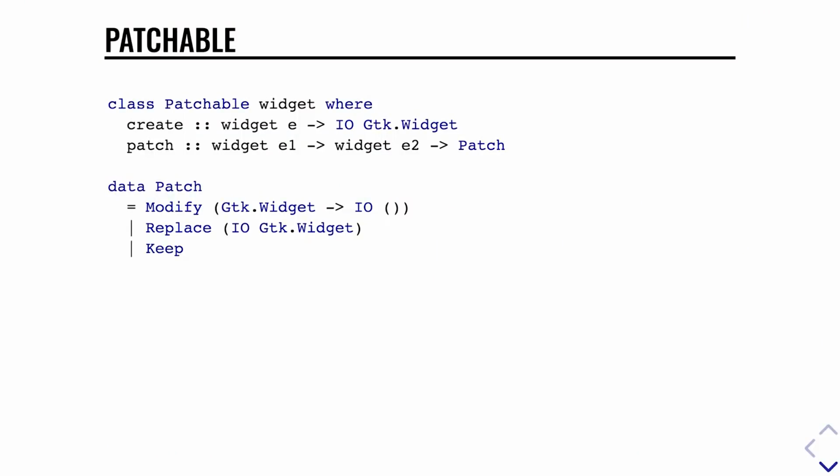So at the core of this thing is the Patchable type class. This describes a widget that can create itself, right? So given some declarative widget, that's the lowercase type widget, parameterized by E for some event, you can get an IO action that creates a GTK widget.